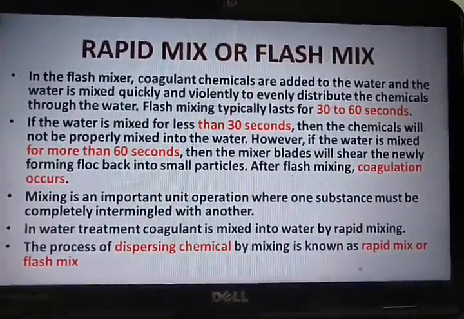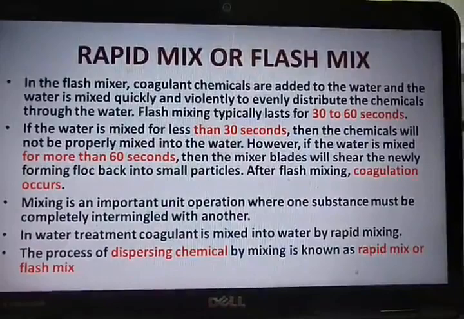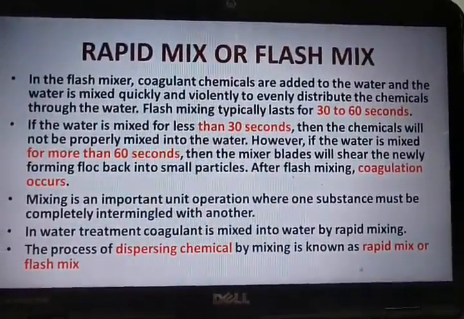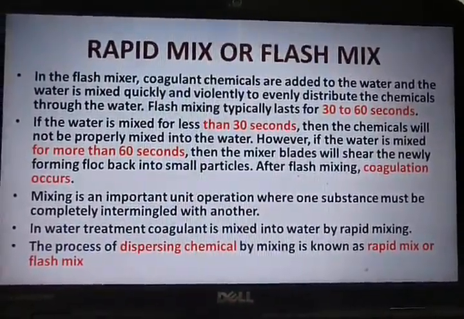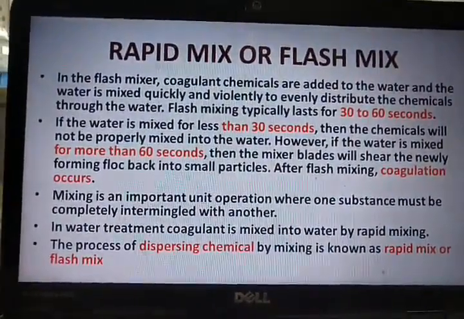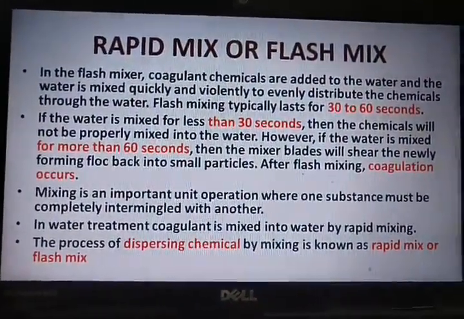After flash mixing, the coagulation process occurs. See here, since mixing is a very important phenomenon in the coagulation to happen, it should be properly designed.